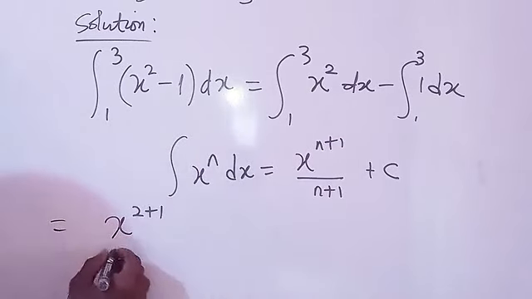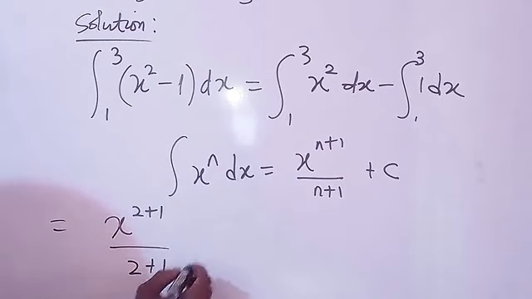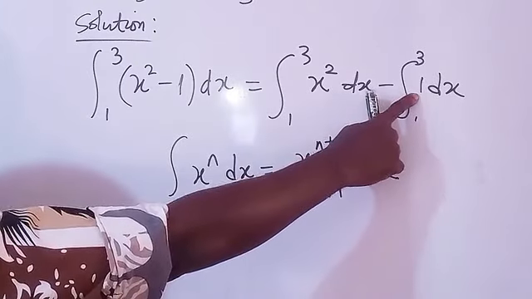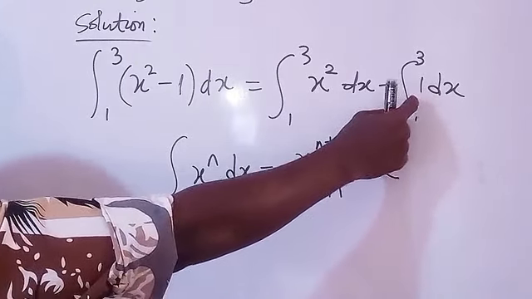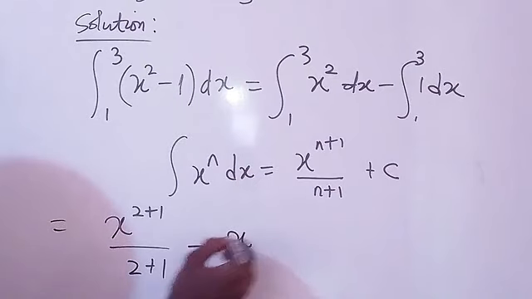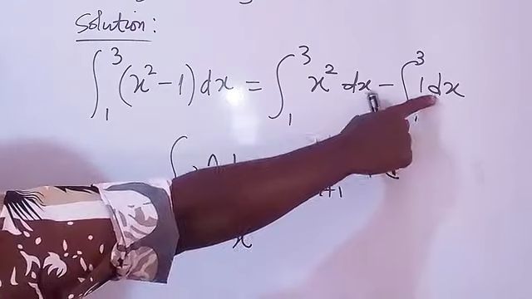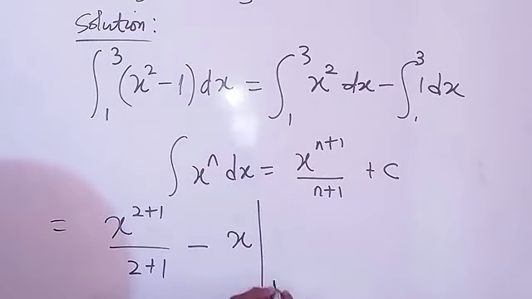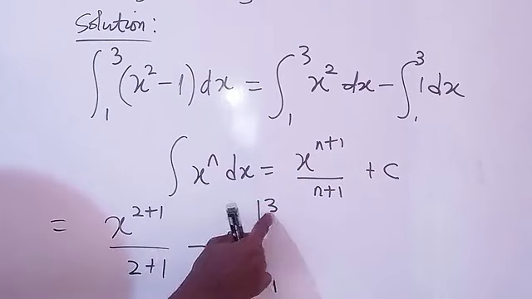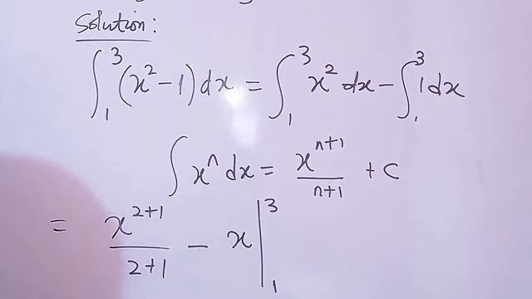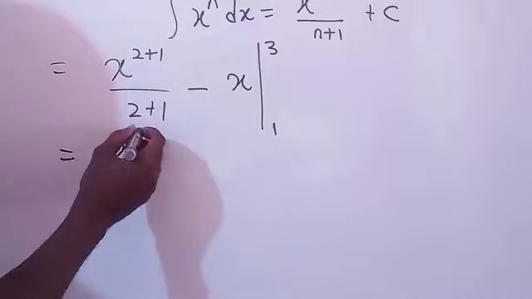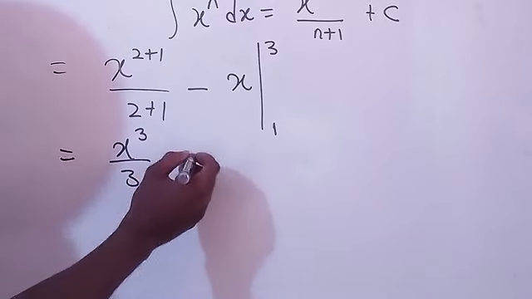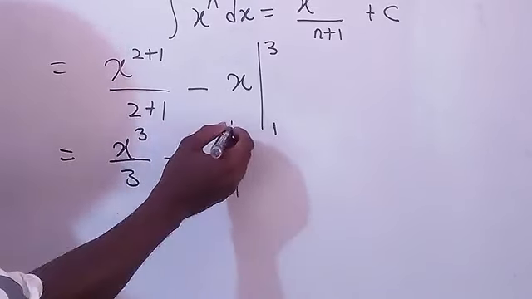I'm going to add 1 to the 2, then we have 2 plus 1 as the denominator. Then minus for this: whenever you have 1 dx, the integral of this is going to be x, because we are integrating with respect to x. Are you getting that? Now we are going to put the limits 1 and 3. Before that, let's simplify: we have x to the power of 3 over 3 minus x, with limits 1 to 3.